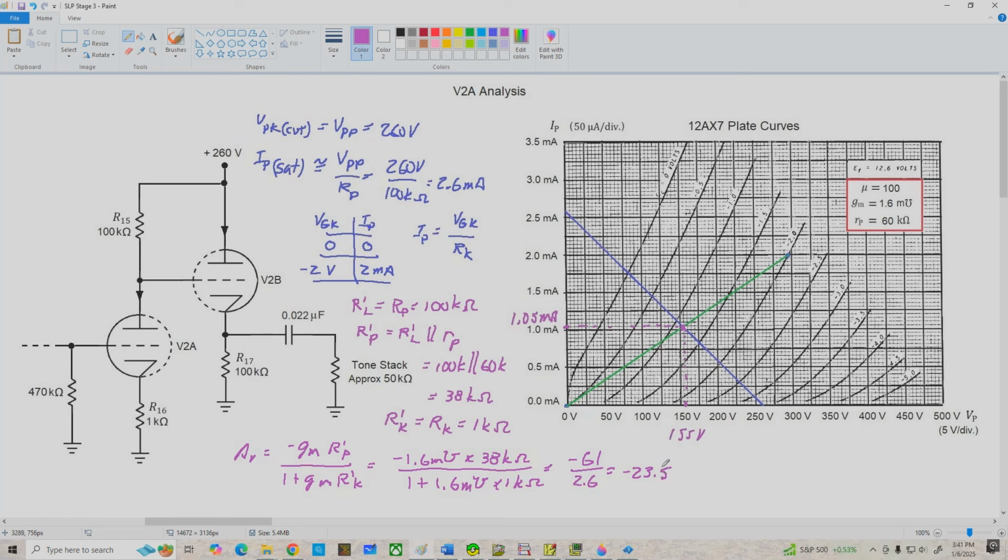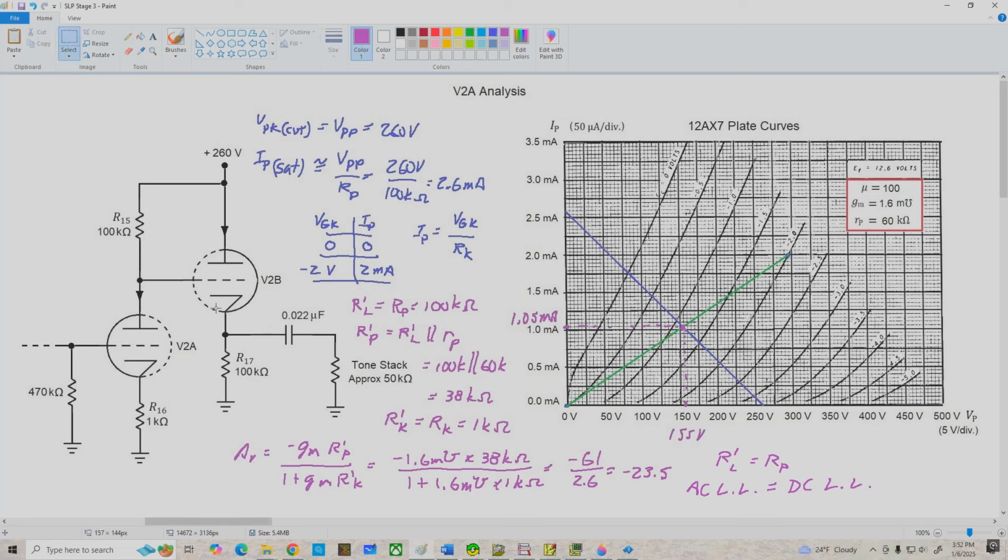Now, next on our list of things to do is to plot the AC load line, but in this case, because R'L equals RP, we're going to have an AC load line that's identical to our DC load line. So we don't even really need to plot it. It's already here. So let me just make a note. AC load line equals DC load line. And that's because the effective load resistance is the same as the plate resistance, and the same with our cathode resistance in the AC and DC equivalents as well, although it has a relatively minor effect here.